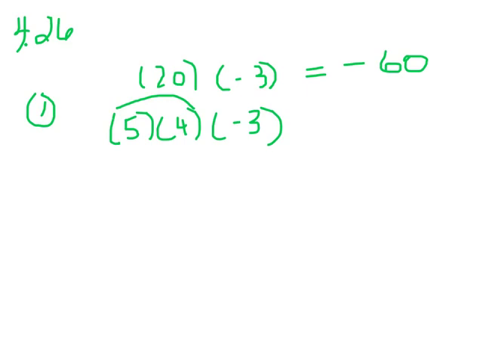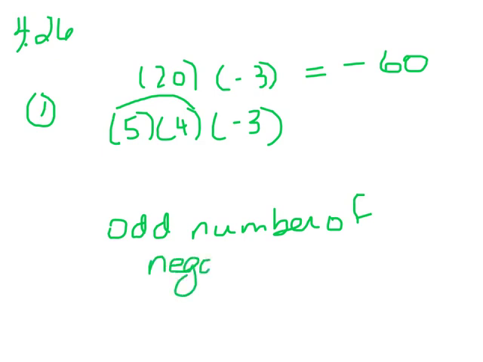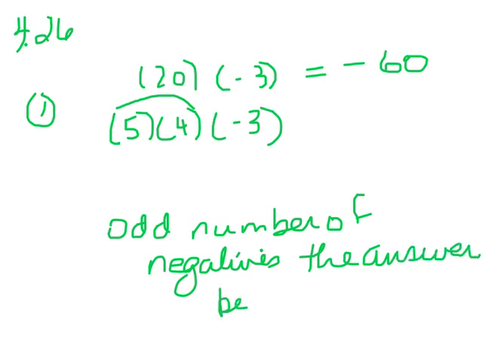But if you had a whole list of numbers, if you have an odd number of negatives, the answer will be negative. Let me show you some examples to show you why. The answer will be negative. Okay, so how many negatives do we have here? 1, right? And 1's an odd number. If there's an even number, the negatives pair up and make a positive. Okay, so let's look at some examples.